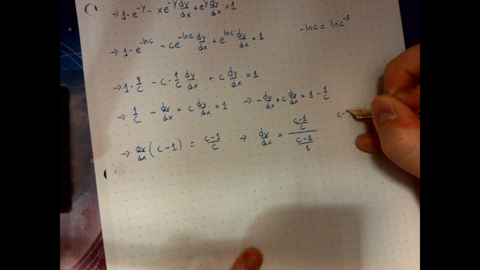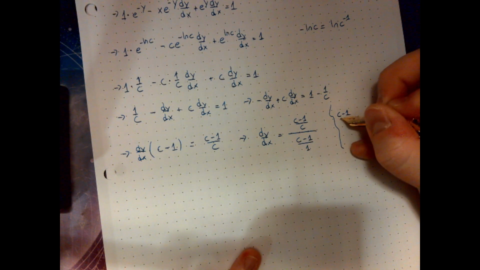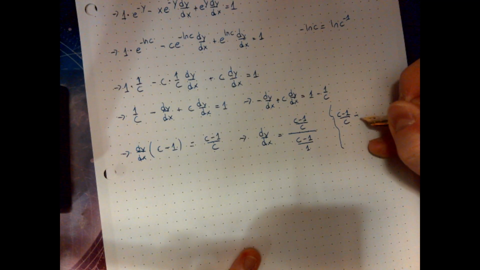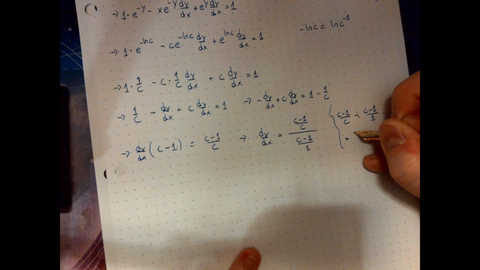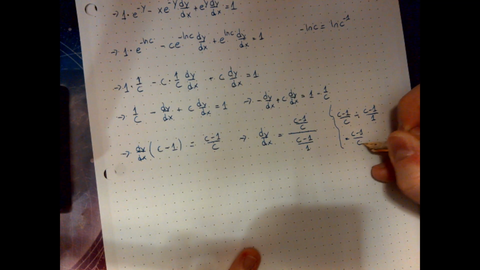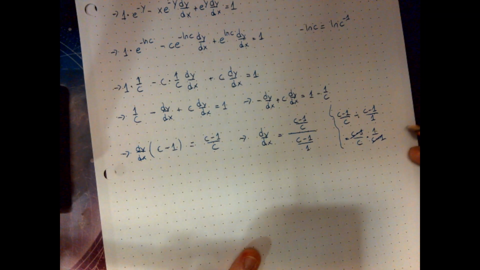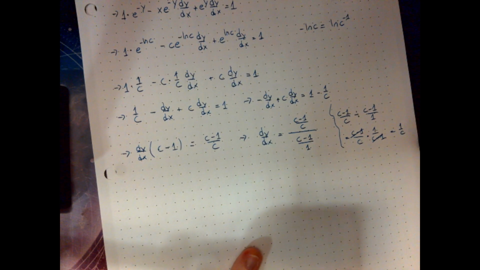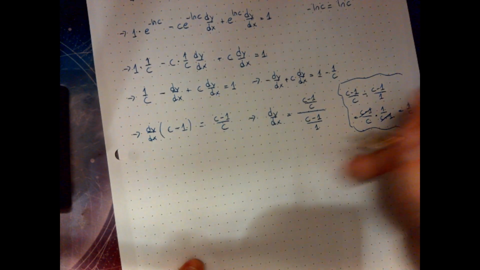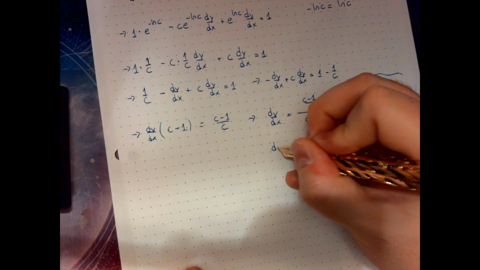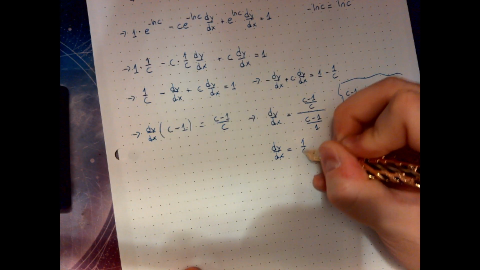So this is like a little side calculation, I'll put it in a bubble. (c minus 1 over c) divided by (c minus 1 over 1) is going to be equal to c minus 1 over c times 1 over c minus 1. So this and this cancel, and I'm just left with 1 over c. So after this little side calculation, I'm left with dy over dx is just equal to 1 over c.